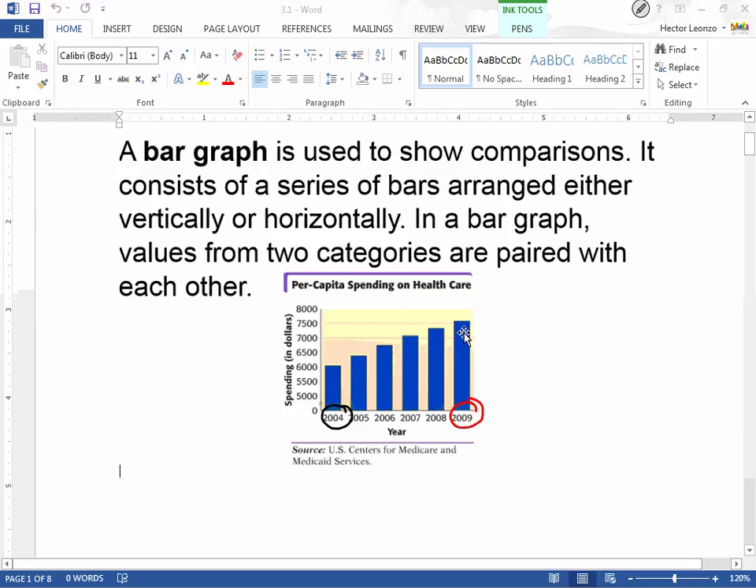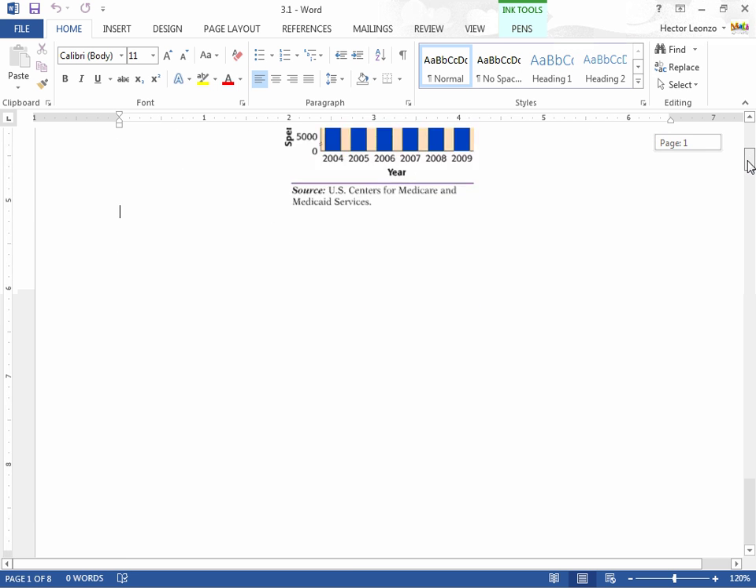Unfortunately, in bar graphs, we don't know exactly how much more. So if we say 7,530, 7,560, or 7,550, somewhere around there, that's what this bar graph tells us. So we're comparing years and we're comparing spending in dollars. So this is what we call the bar graph. The first questions in your homework are going to be about that.